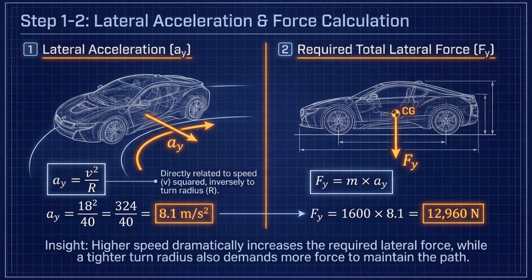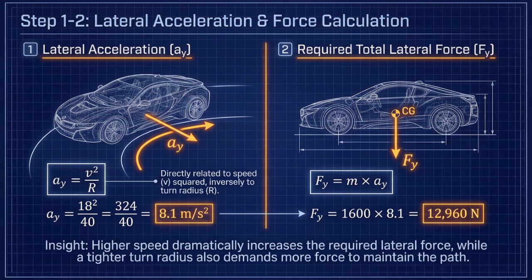First, we calculate how strongly the vehicle must accelerate sideways to follow the turn. Lateral acceleration is found by saying vehicle speed squared divided by turn radius. So, this gives a lateral acceleration of 8.1 meters per second squared.